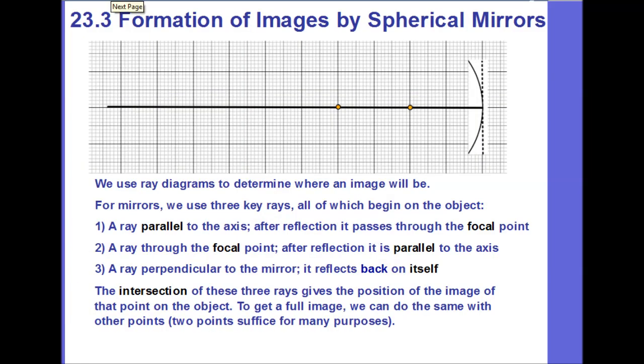Let's go ahead and see if we can't use what's called ray tracing to figure out where an image is located for an object. So whenever we do ray diagrams, we often draw 2 to 3 different primary rays in order to see where the image would be created. So the first ray would be a ray that's parallel to the axis, and after it reflects off the mirror, it would pass through the focal point.